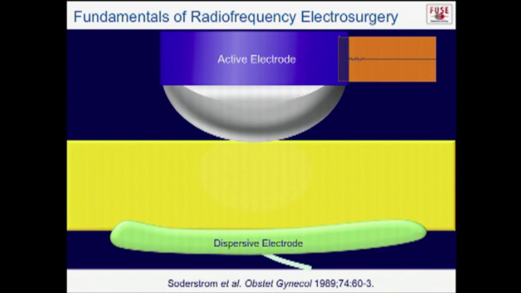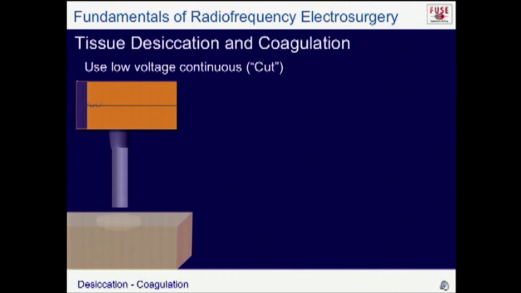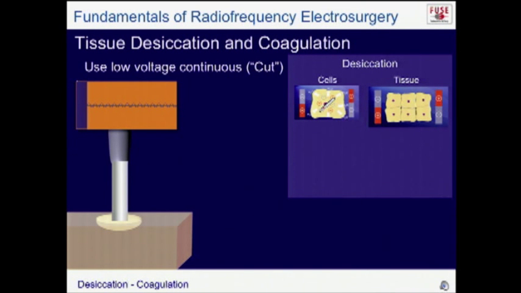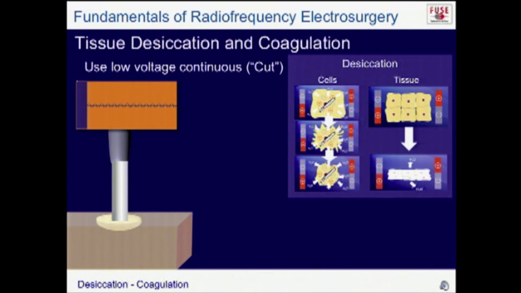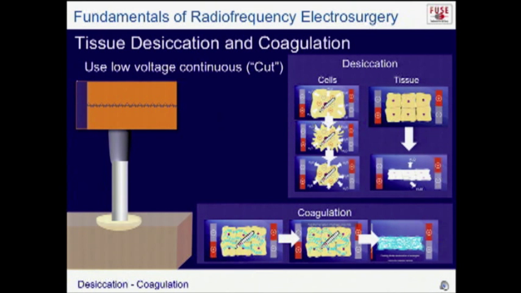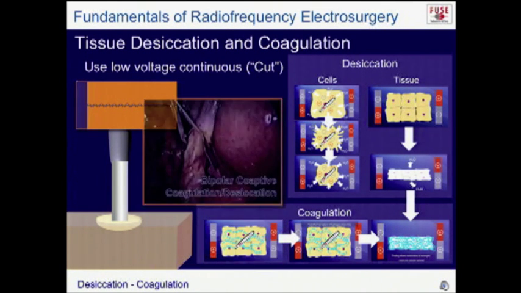Okay? On the other hand, if you use the low voltage output, you should get a homogeneous desiccation in a larger area. So to review this thought again, low voltage, what are we doing? We're desiccating cells, we're desiccating and shrinking tissue. And with respect to protein, we're denaturing that protein and then reforming it in a homogeneous fashion. And the result is, for vessels at least, a seal.